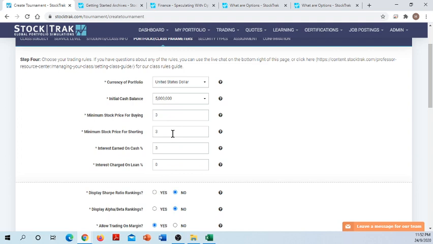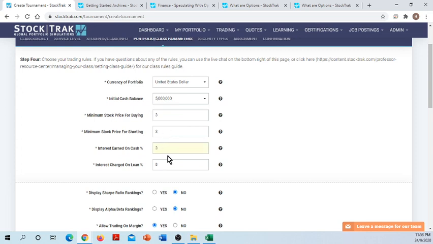Here, these two parameters will restrict the characteristics of the securities your students will enter into. For example, some instructors don't want their students to enter into penny stocks, so they can restrict that by setting a minimum stock price for buying and a minimum stock price for shorting.